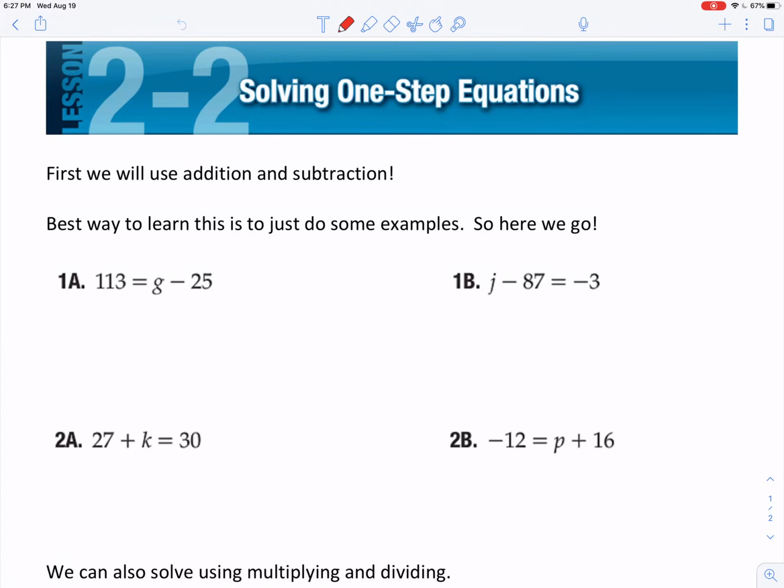And now, ladies and gentlemen, the day we've all been waiting for, the day we get to start solving. Today we start with just one-step equations.